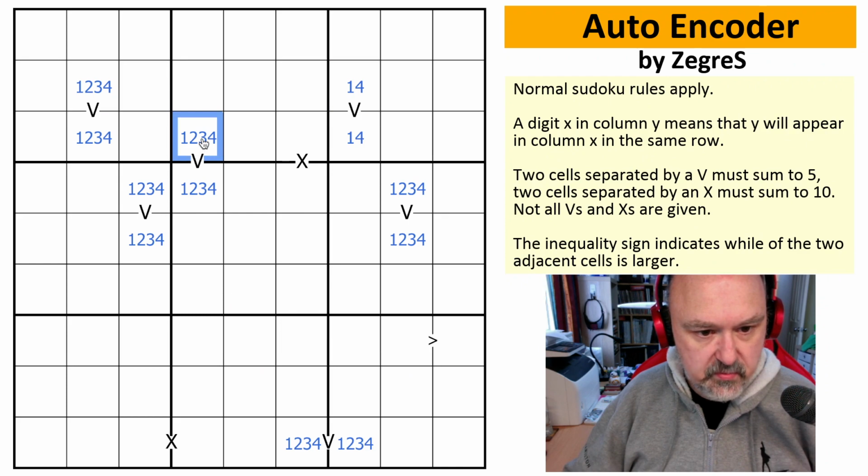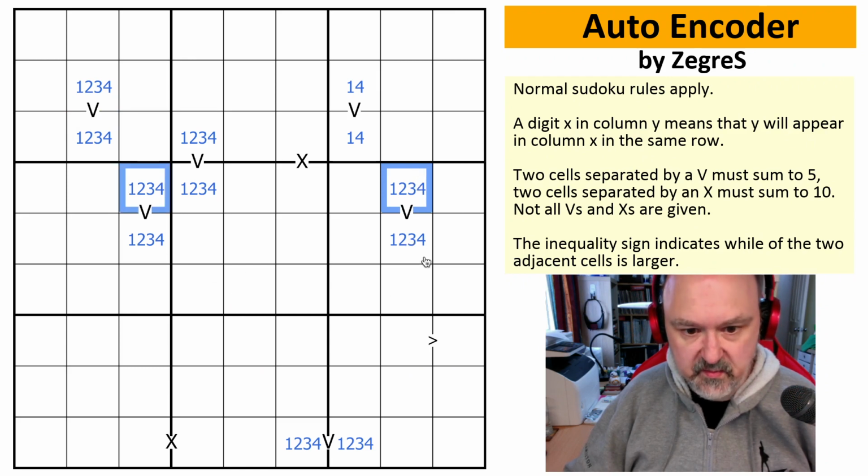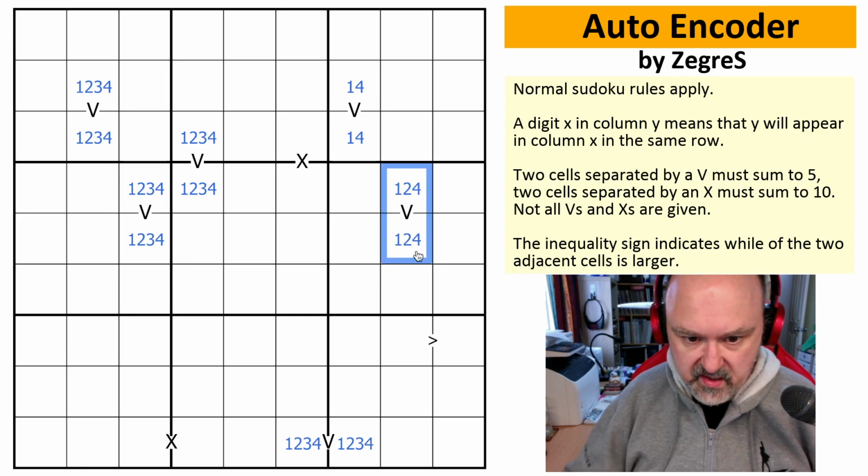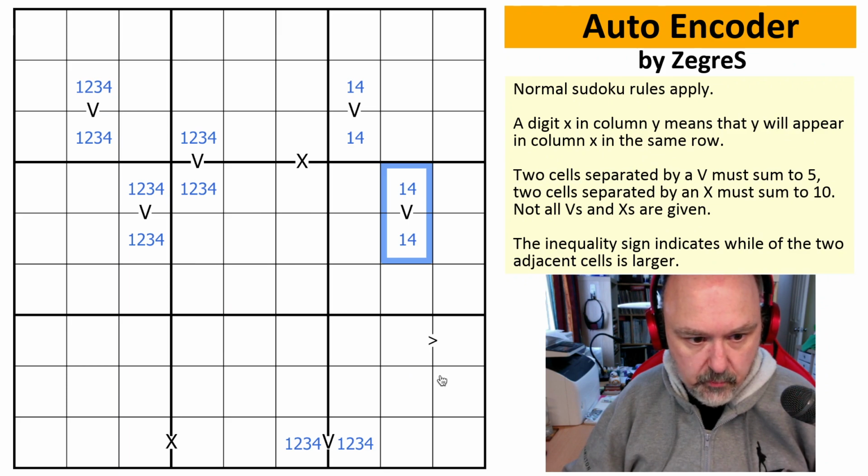So this, if it was a 2, this would have, no, that works. Here. If this was a 2, that would have to be an 8. If this was a 3, that would have to be an 8. Neither of those can be 3 because they can't be 3, they can't be 2, and this becomes another 1, 4 pair.